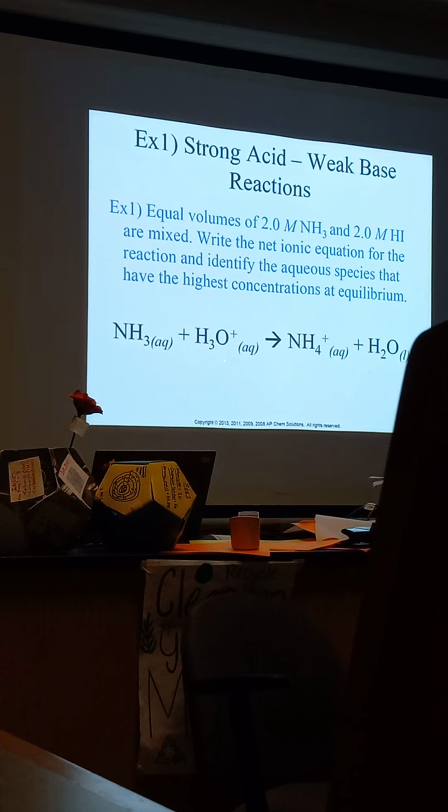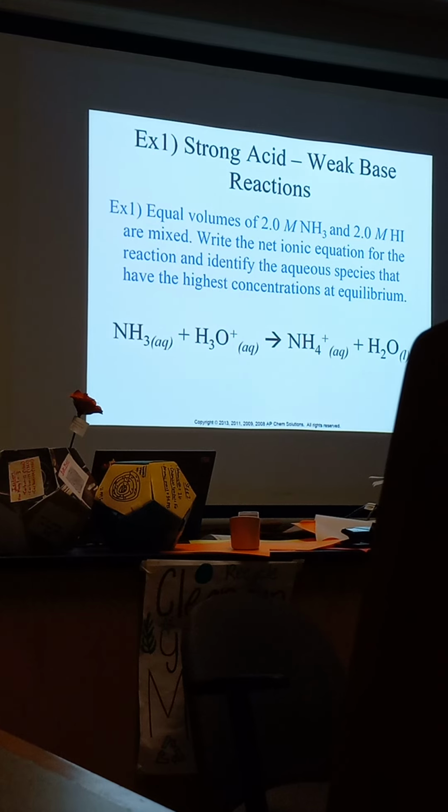Sometimes there will just be H plus here, and they won't have it attack the water right away. The H plus will go here, and there'll be no H2O because it'll just be H plus, not H3O plus. Yes, sir. What happened to the HI? It's in the equation, but in the question there's no reference of it.